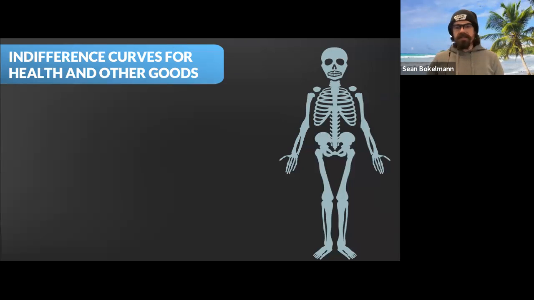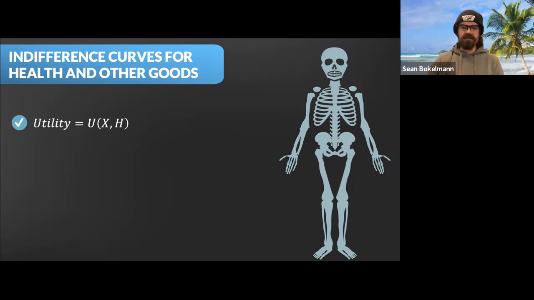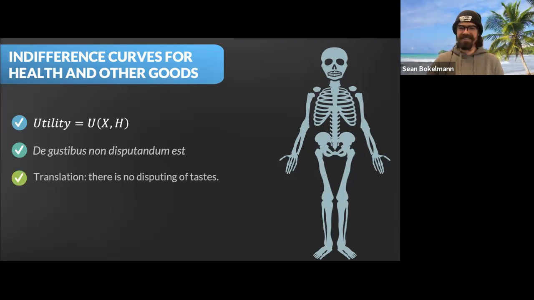All right, so we didn't get too far into this on Monday, so I'll recap a little bit. I won't bother going over the learning objectives again, but I will start right after them. This chapter is all about deriving the demand for healthcare or medical care. We start with our utility function. Recall that we are assuming that people get utility directly from consumption goods and their health. And of course, there is no disputing of tastes when it comes to preferences.